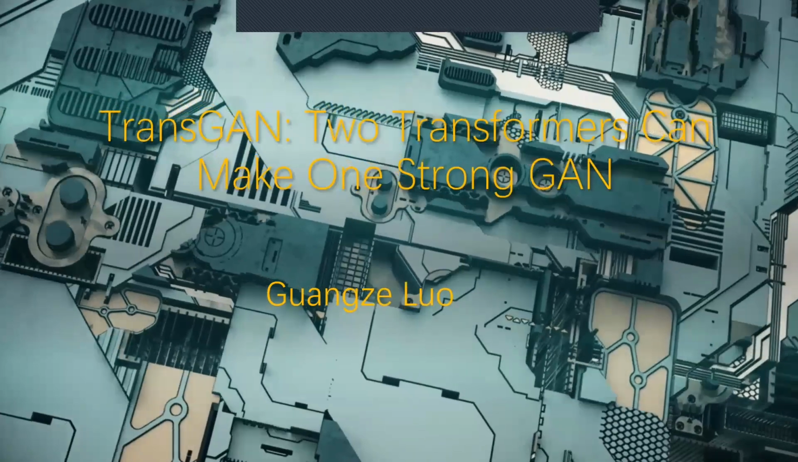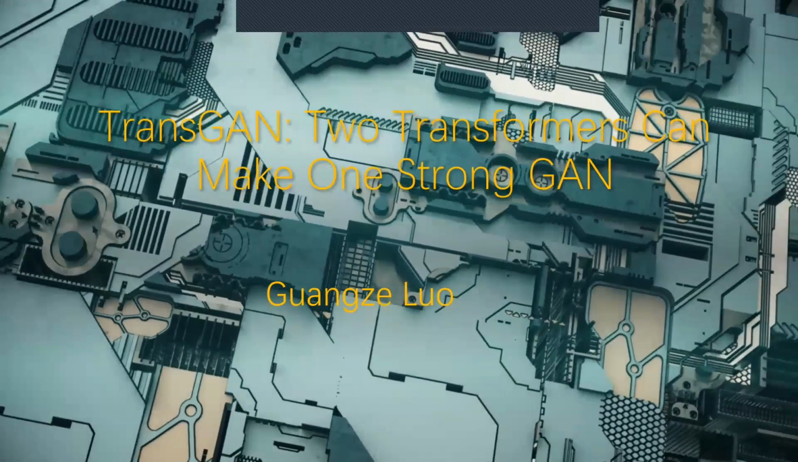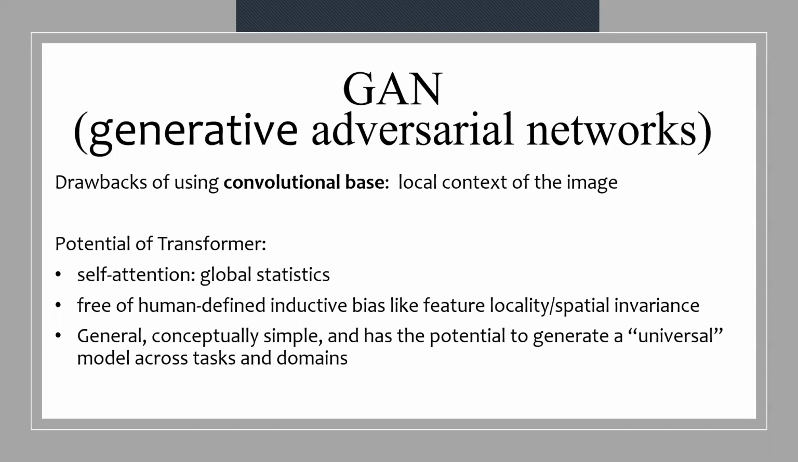However, previous attempts still involve convolutions, and this paper is a new attempt to build a GAN completely free of convolutions. First, we talk a little bit about GAN. GAN is notoriously known to be unstable during training. It's very hard to train. Many efforts have been made to improve the stability of GAN, and the other track is to improve the structure of GAN. But they all are based on a convolutional base.